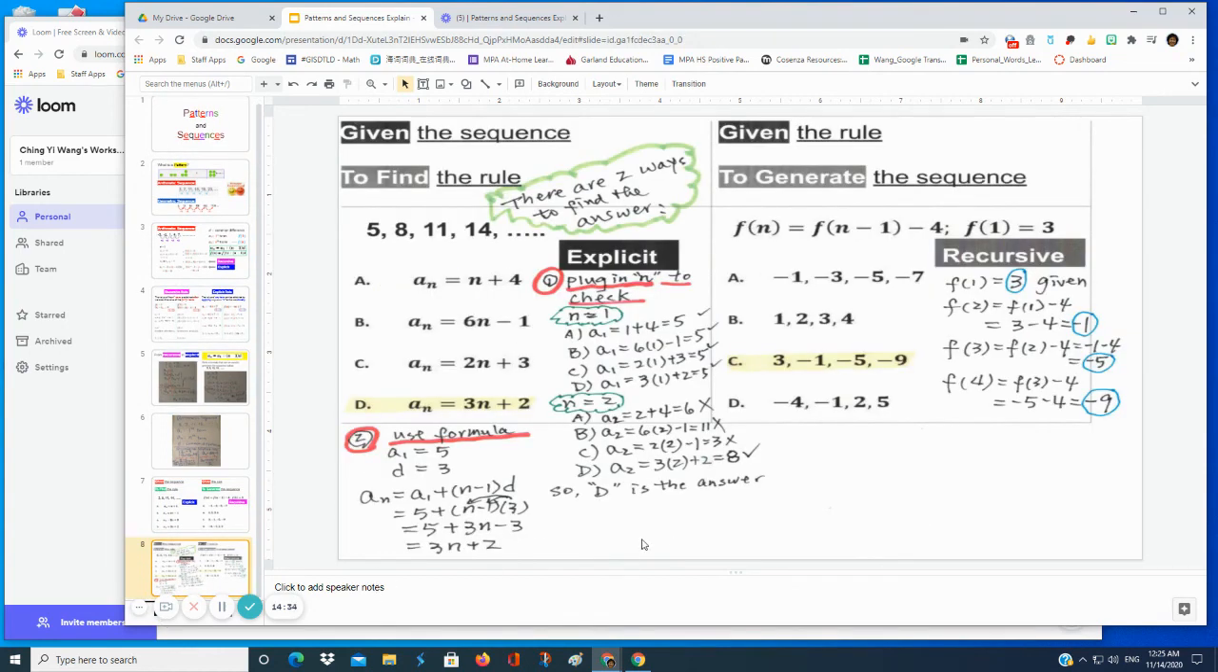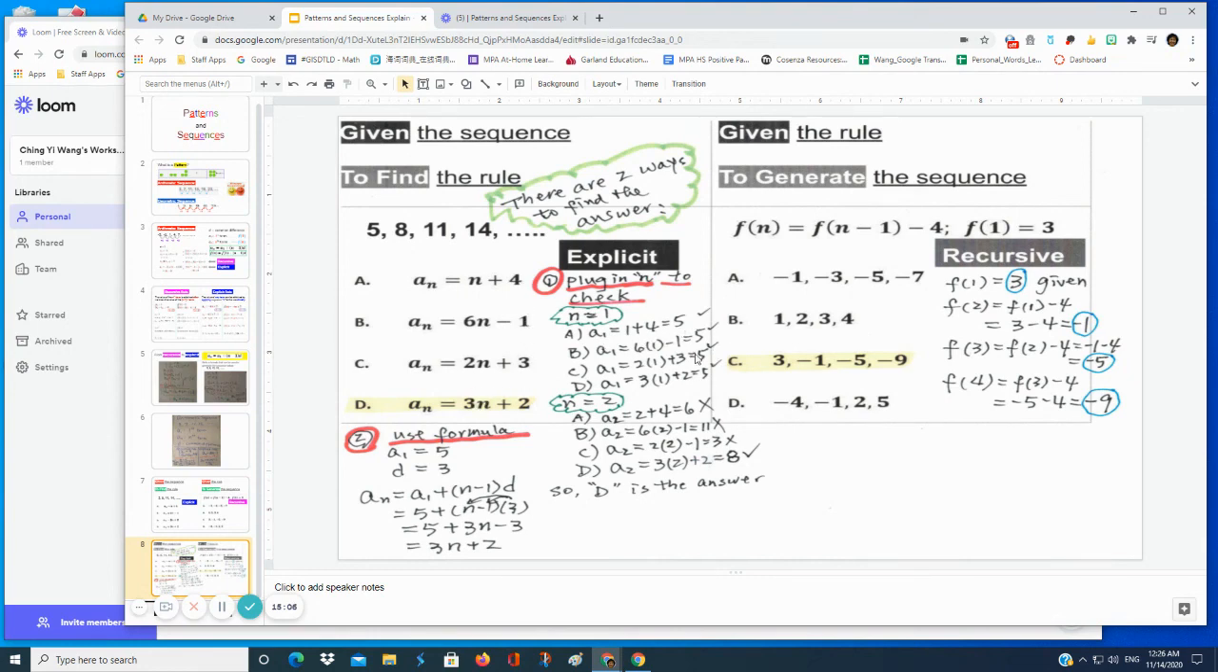This is how we solve this problem. For the first type, if you know the sequence and are trying to find the rule that fits this sequence, you can use the plug-in method. Just plug in different n into each of these rules to check. Like this one, you plug in n equal to 1 to all these 4 answers.